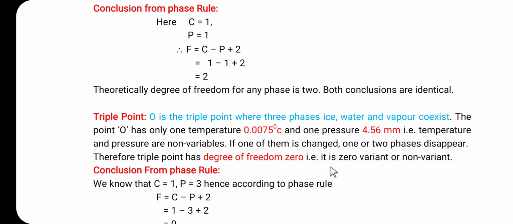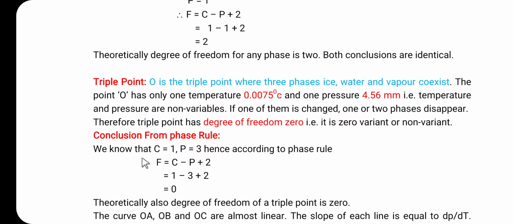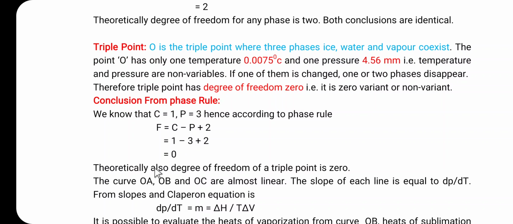So here it is zero variant or non-variant. This is the conclusion from the phase diagram, because the values of the temperature and pressure are fixed. So the triple point is zero variant or non-variant. Let us find out the degree of freedom from the phase rule. Again, water system, C is equal to 1. At the triple point, three phases are in equilibrium, that is why P is equal to 3. So F is equal to C minus P plus 2; substituting the values of C and P, finally F is equal to 0. So theoretically also, the degree of freedom of the triple point is equal to 0.